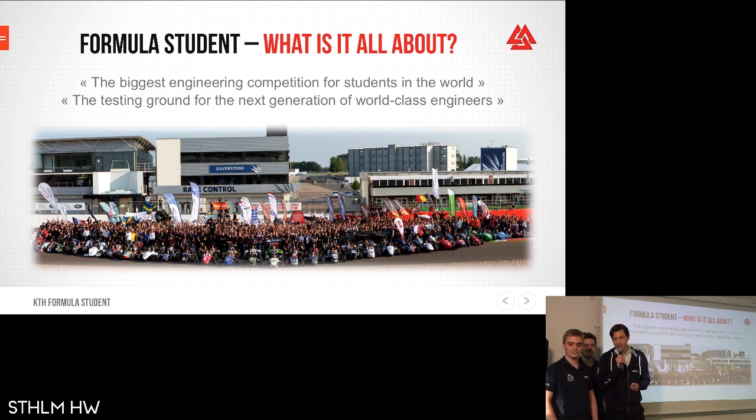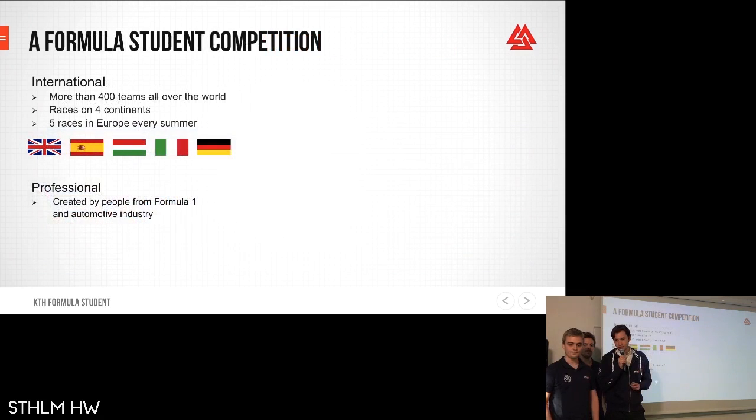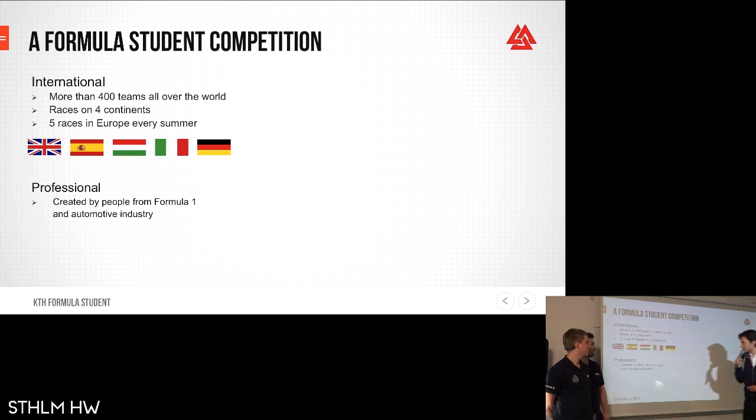Let's see, we can start with the competition. It is an international competition. There are more than 400 teams in the world. It races on 4 continents, as well as 5 in Europe. And these take place in Great Britain, Spain, Hungary, Italy, and Germany.